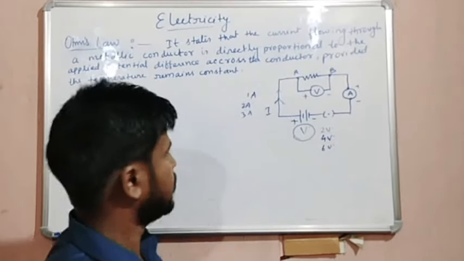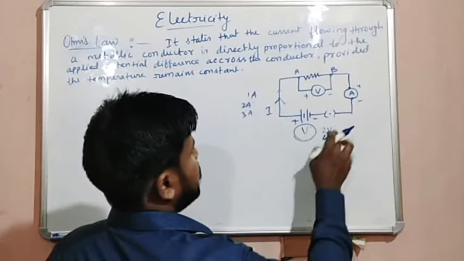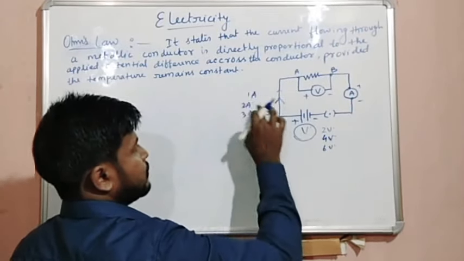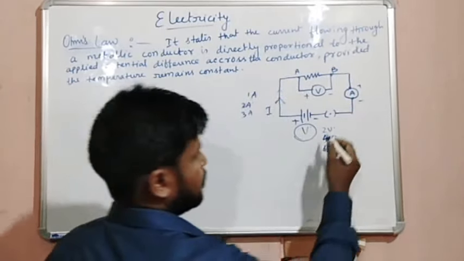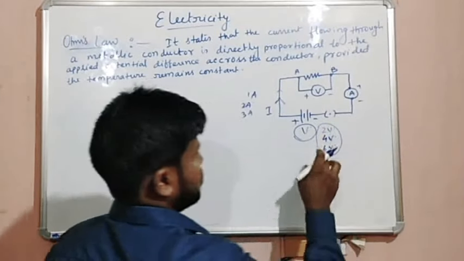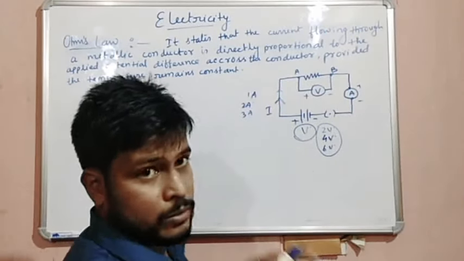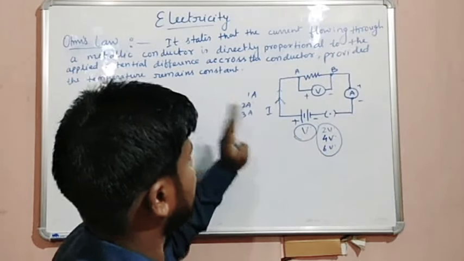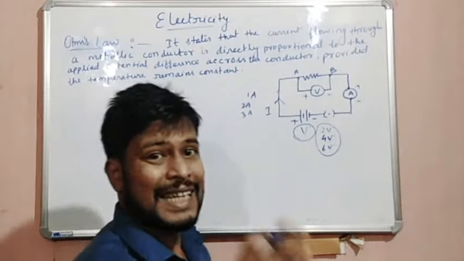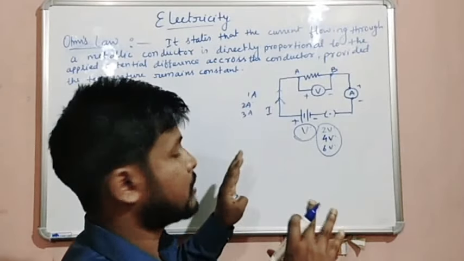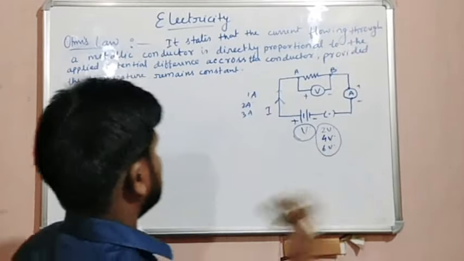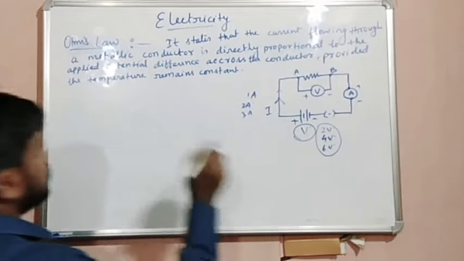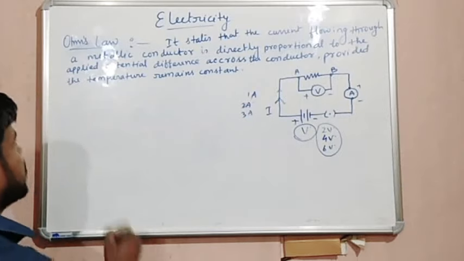So it has been found that the electric current I which is flowing through this conductor is directly proportional to the applied potential difference. The more we increase the potential difference of the battery, the more the current also increases in the same proportion. You should remember this, that the current is increasing in the same proportion. If you decrease it, the current will also decrease. So, mathematical formula.